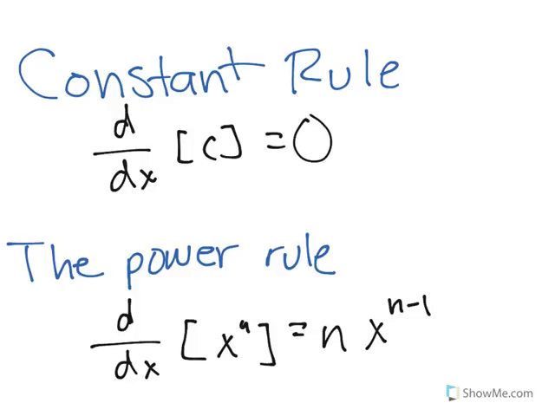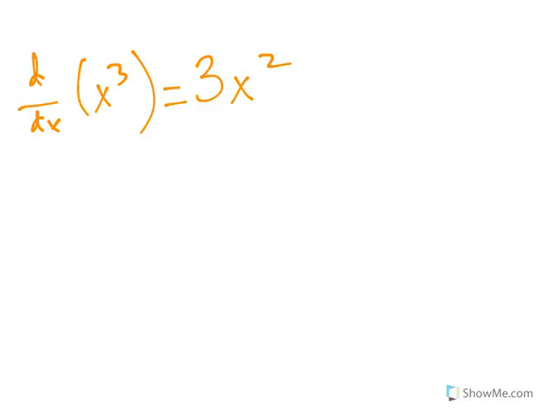And next is the power rule. This is a little bit more exciting than the constant rule. As you might recall, we already found that the derivative of x cubed with respect to x is 3x squared, and that the derivative of x squared with respect to x is just 2x.